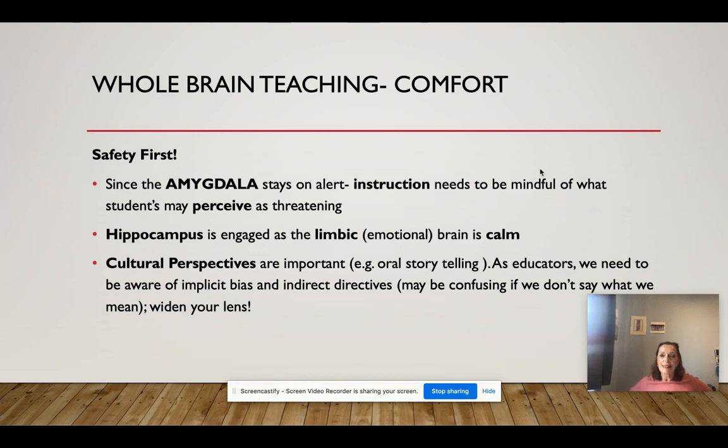So comfort, safety first. We need to create spaces for our kids, for our students, that make them feel safe. Since the amygdala stays on alert, when instructions are given, we need to be mindful of what students may perceive as threatening. Okay? That's part of that. We want to connect with them before we direct them. So connecting is really important in establishing comfort.